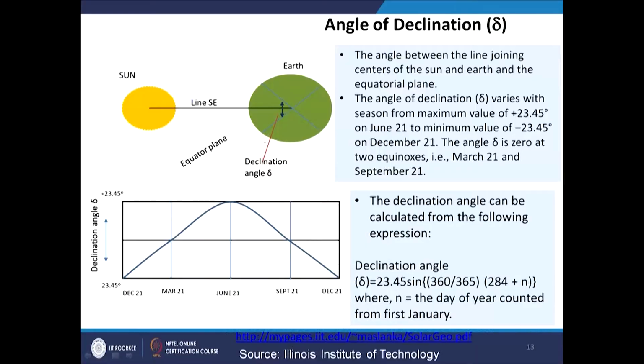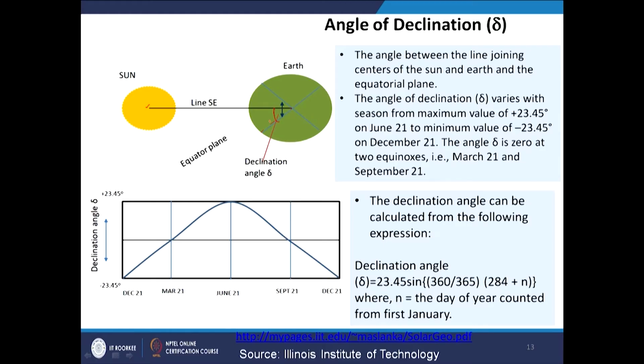And then the angle of declination is another parameter, which is defined as the angle between the line connecting the center of the earth and the sun with the equator plane. So, here we have the equator plane, and this is our sun and earth. This angle is our angle of declination, and it will vary seasonally throughout the year.